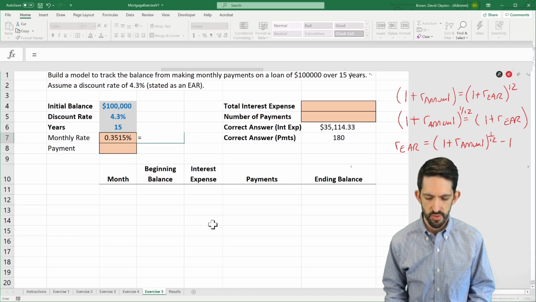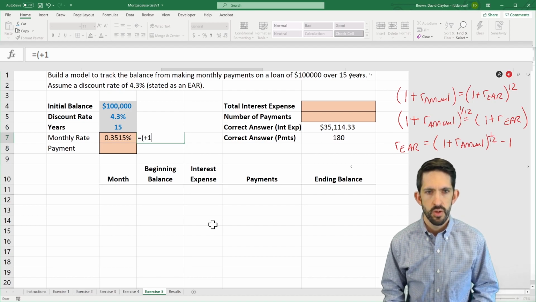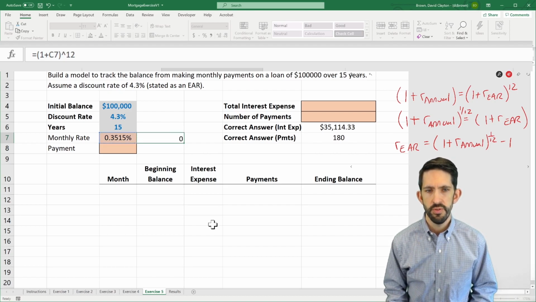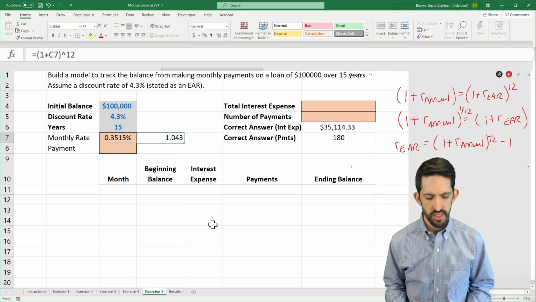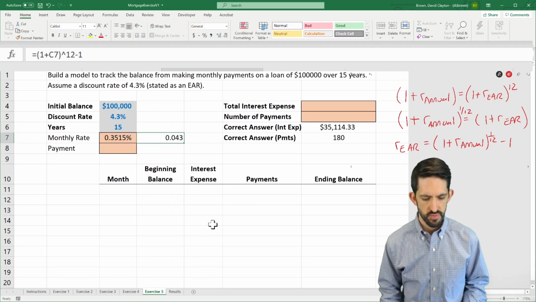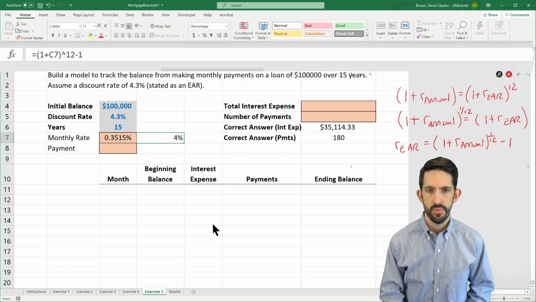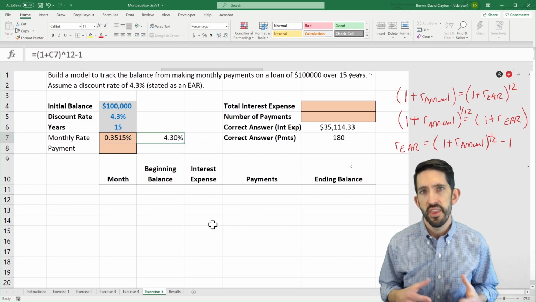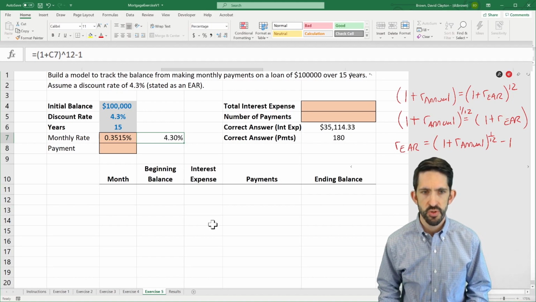Let's look at that real quick. 1 plus that rate raised to the 12th, and let's subtract our 1 to make it a percentage, is equal to exactly the 4.3% that we were targeting. So we know that that works.